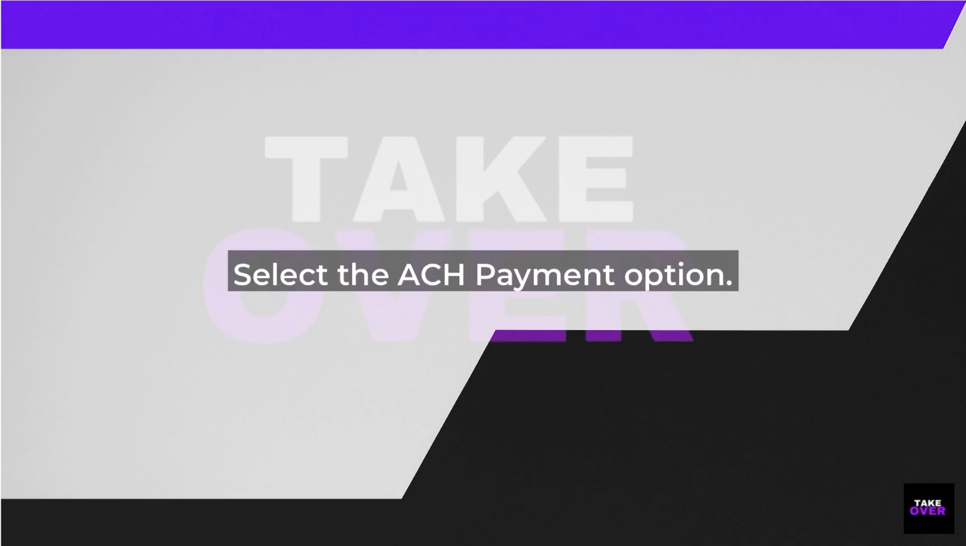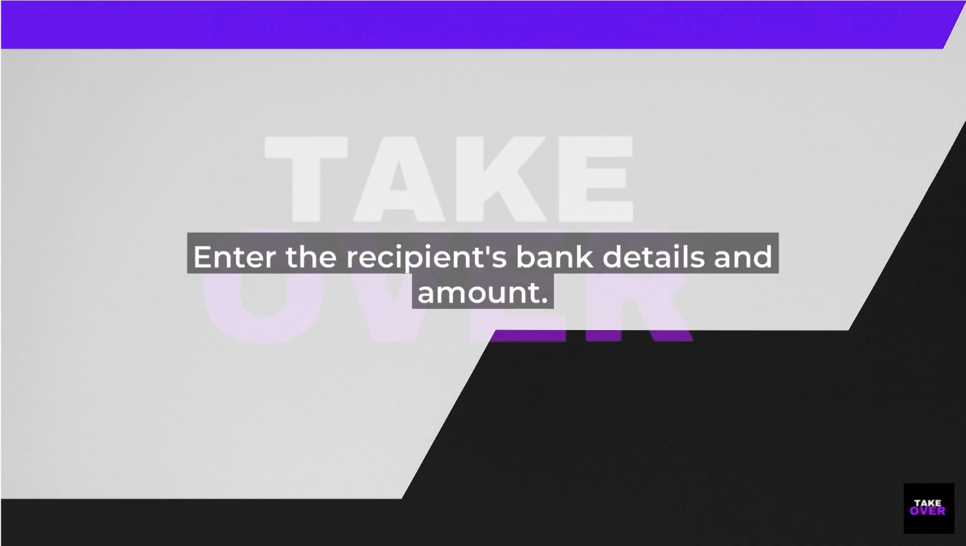Now, head to the main dashboard and look for the Payments or Transfers section. It's usually right at the top for easy access. Tap on that, and then select ACH Payment from the options. Don't worry if it says something like Bank Transfer, that's often the same thing in the app.